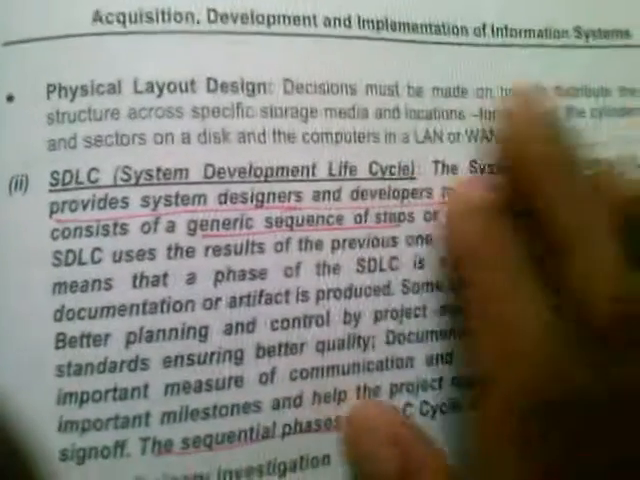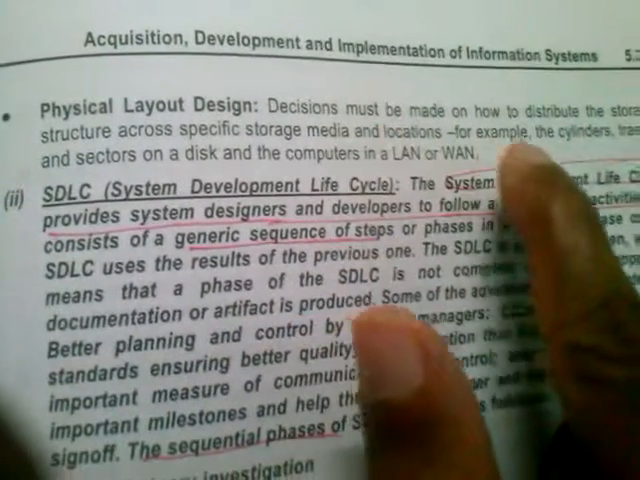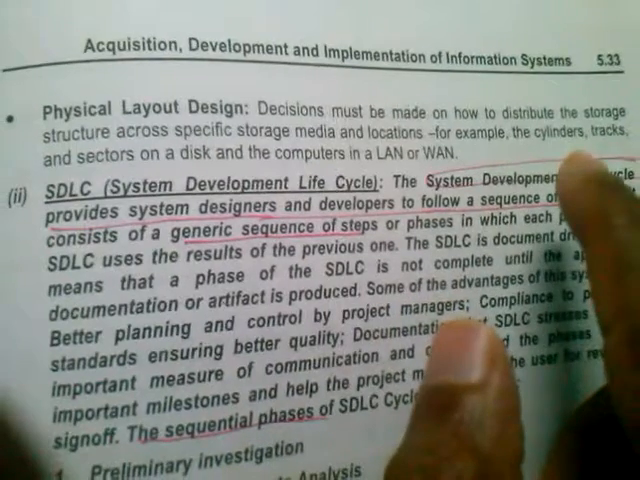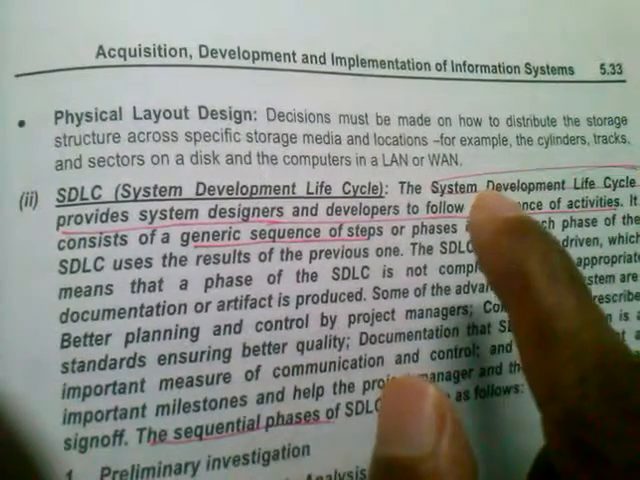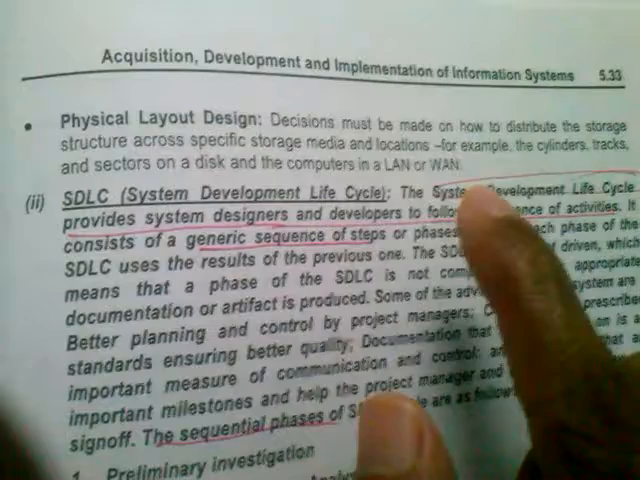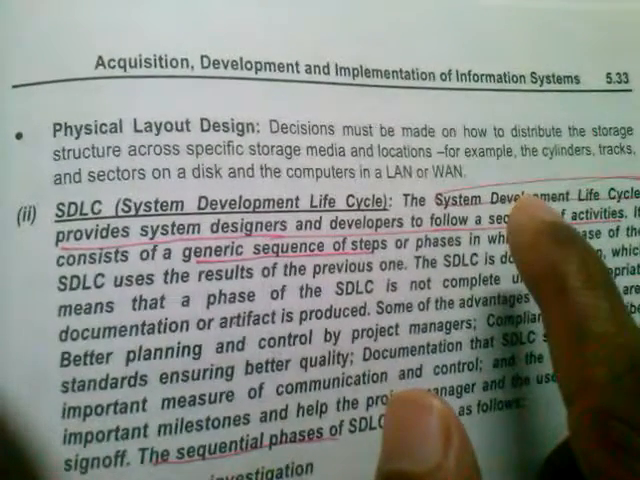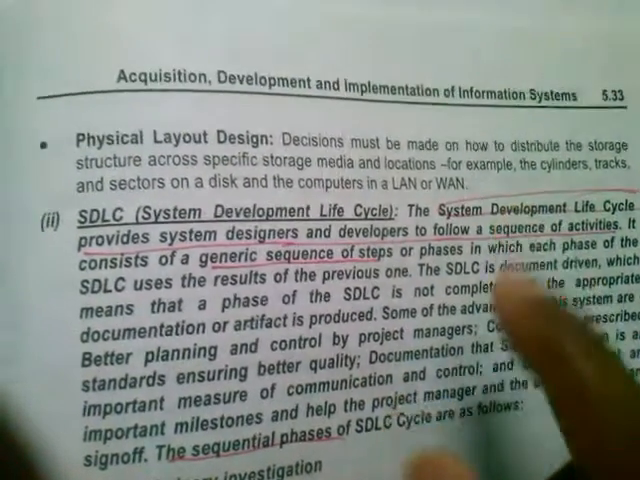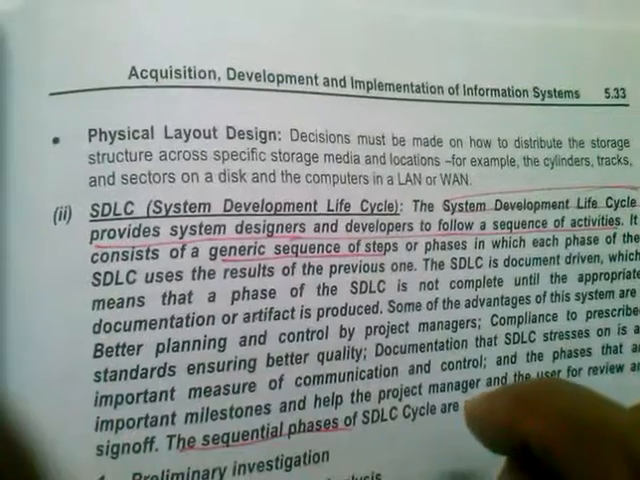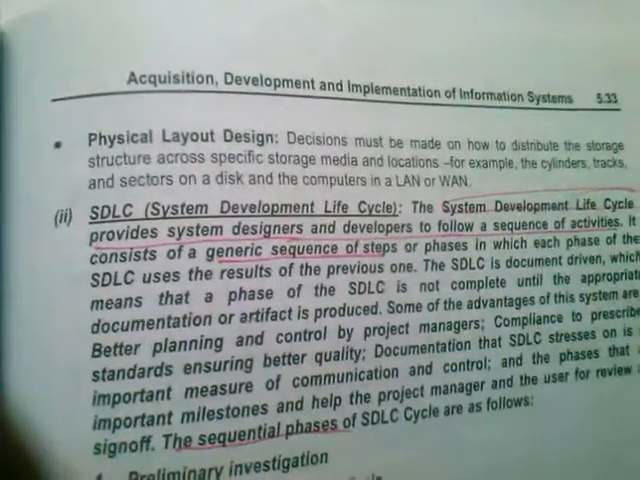Physical layout design. Decisions must be made on how to distribute the storage structure across the specific storage media and locations. For example, cylinders, tracks, and sectors on disk and computers in LAN or WAN.